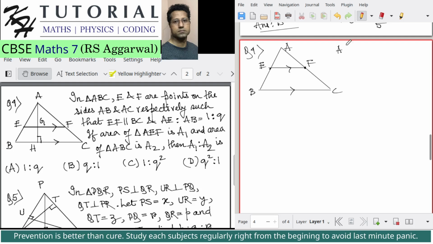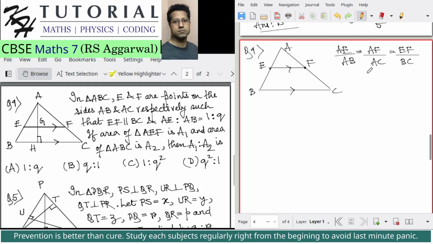AE by AB will be equal to AF by AC. This will also be equal to EF by BC. That means the point E divides the side AB in the same proportion as the point F is dividing the side AC, which also means that the triangle AEF and the triangle ABC are similar. Similar means they look the same. They are of the same shape but of different size.